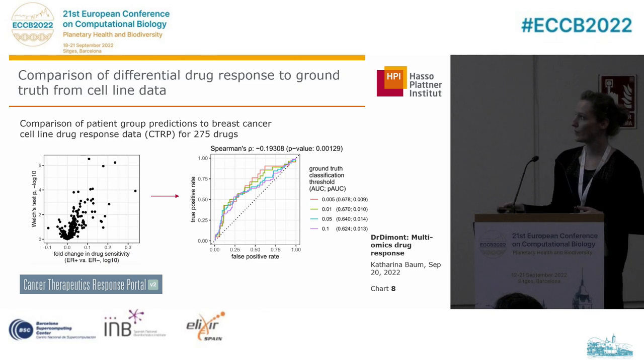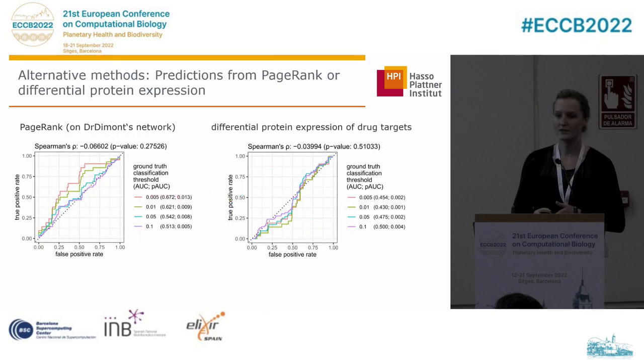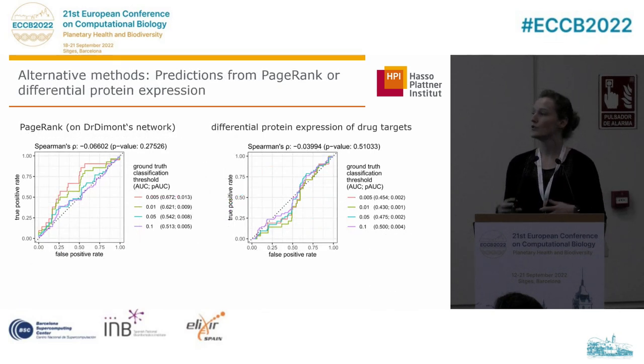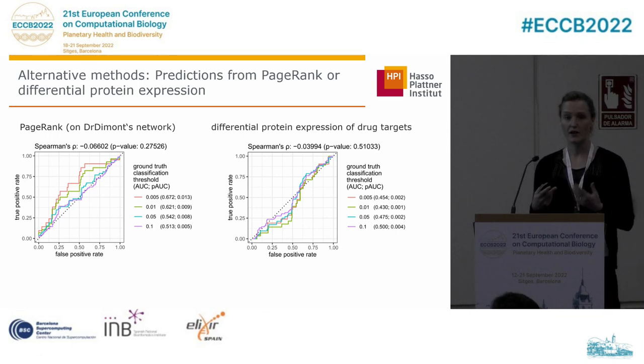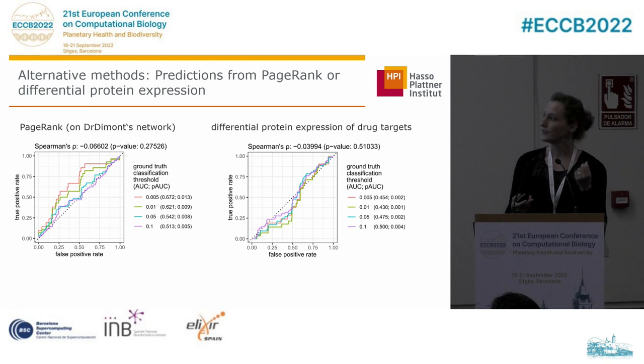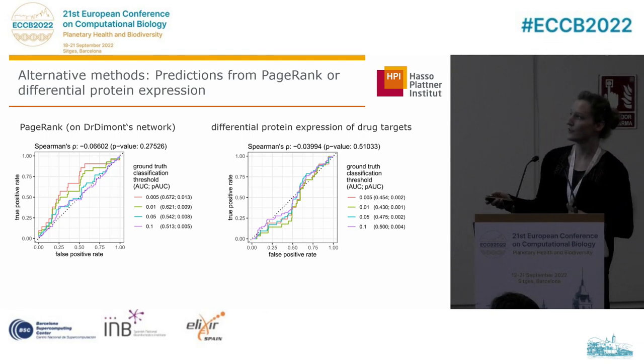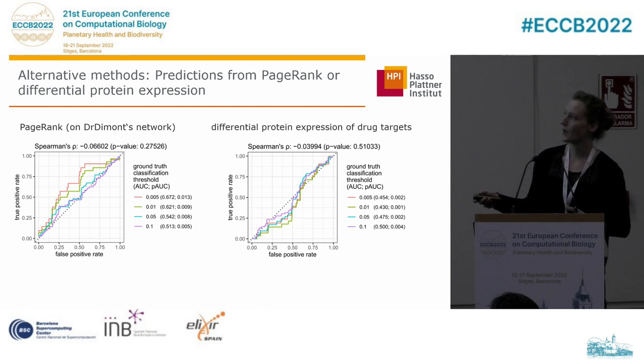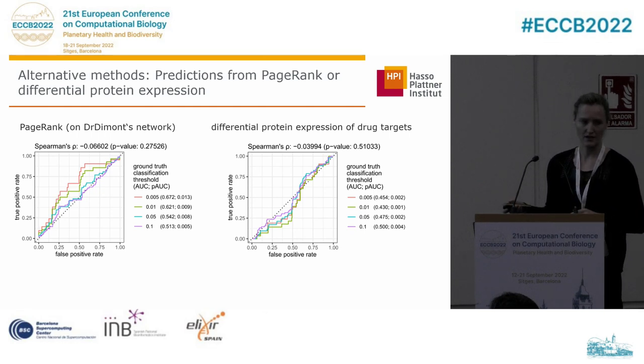And actually, what we did is to compare it to different methods. First of all, to PageRank. So using the Dr. Diamond network, and instead of using our drug response score, using PageRank to find the importance of drug targets to a drug, and then use this as a score. And we see that it's a bit less predictive. It's also okay, but a bit less predictive.